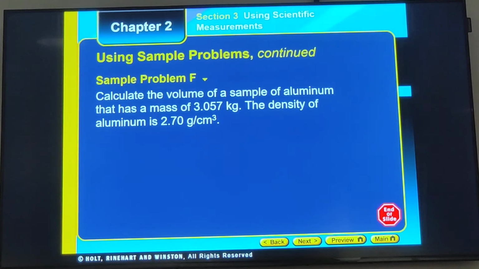Okay, so here are some problems that we can do yet. Calculate the volume of a sample of aluminum that has a mass of 3.057 kilograms, and the density of aluminum is 2.70 grams per cubic centimeter. Now, as you look at the problem, is there something you know already is going to give us some trouble?